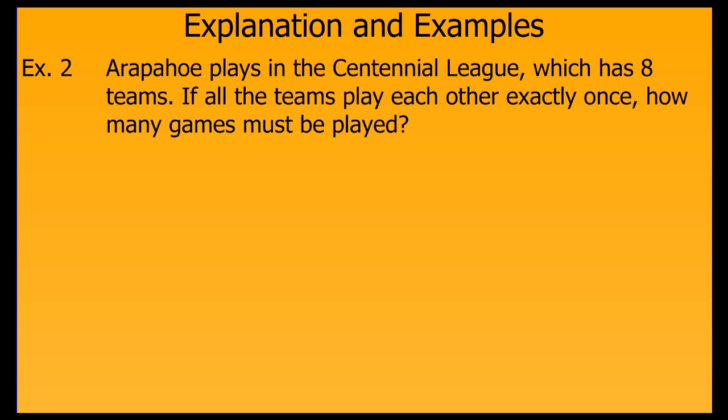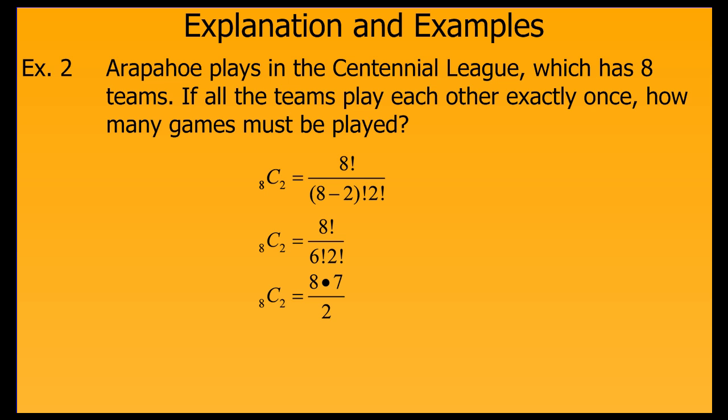AHS plays in the Centennial League, which has 8 teams. If all the teams play each other exactly once, how many games must be played? That's a combination because we don't care about the order. Us playing a team is the same as that team playing us, so we only need to count that once. So it's 8 choose 2, or 8 factorial over 8 minus 2 factorial, 2 factorial, which is the same as 8 factorial over 6 factorial, 2 factorial. If we're doing this manually, that simplifies down to this, which works out to be 28 games.